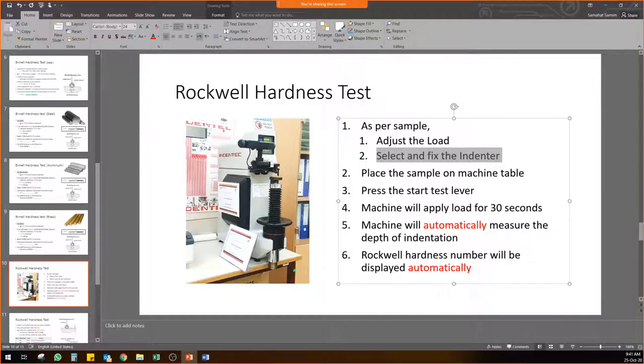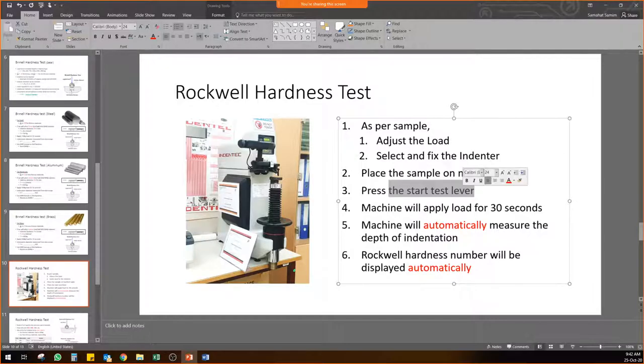Select and fix the indenter. In this case also, we will fix the indenter and place the sample on the machine. But here, I want you to remember, in this case we will choose the same indenter for brass, aluminum and steel. We will not change the indenter. Once we choose the indenter size, that's it. We will fix this for all three samples.